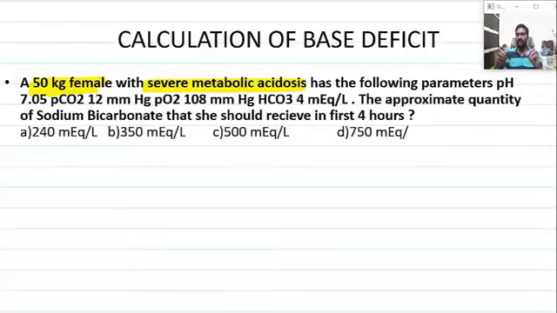And the patient had parameters pH 7.05, so it is less than 7.10, PCO2 12, oxygen 108, and bicarbonate of 4.